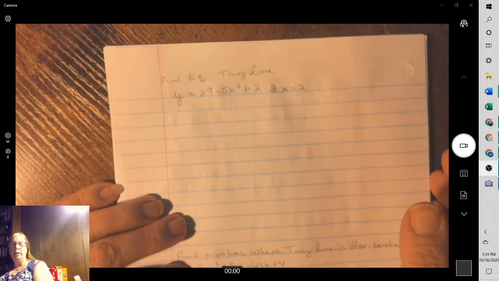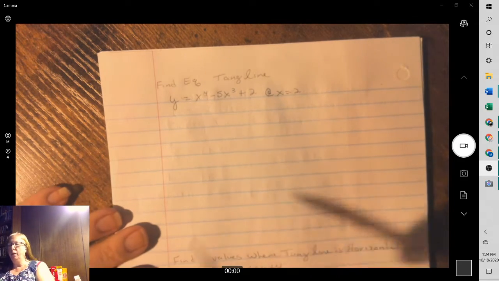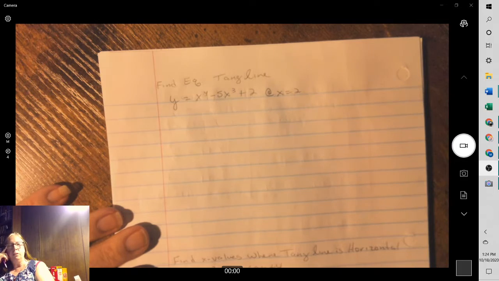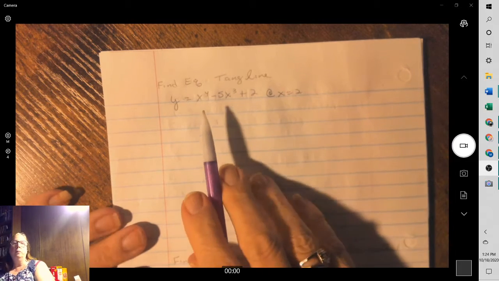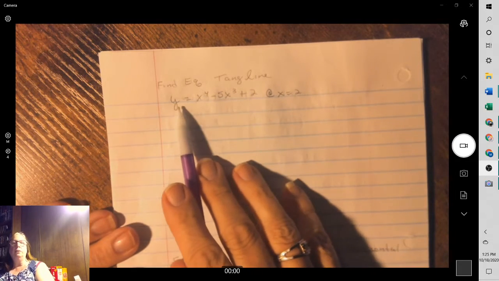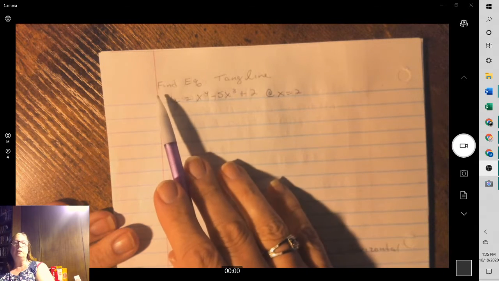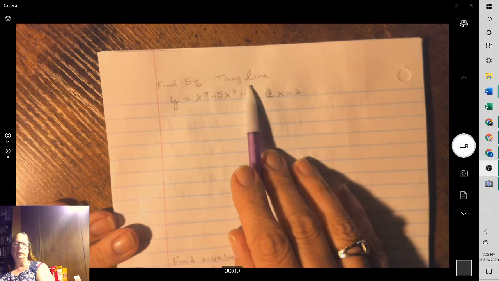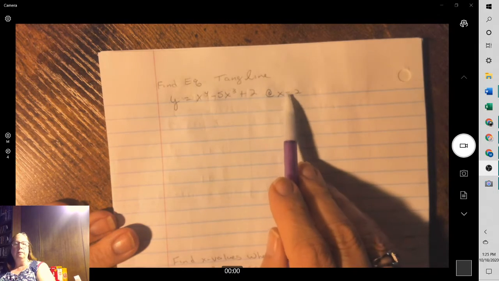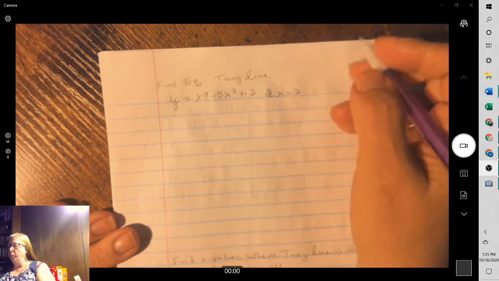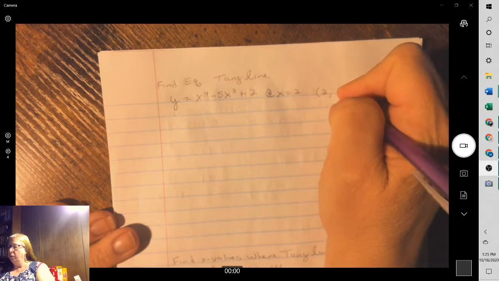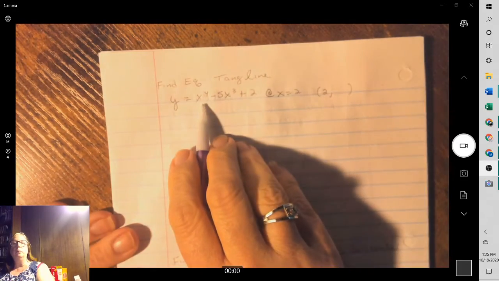Hello, I'm Mrs. J, and today we're going to look at the applications for the derivative. One of them is the tangent line, because when you take the derivative, you're finding the slope of the tangent line. So if we want to find the equation of the tangent line, and we're given an x value, we can find the point for that x value by plugging it into the original problem.